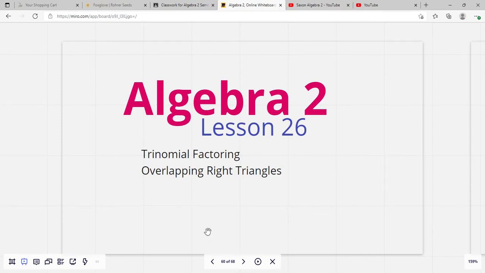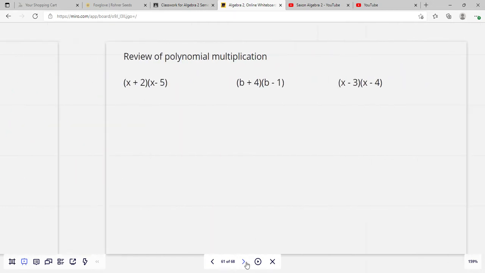Hi everyone, this is Algebra 2 Lesson 26, and this lesson covers trinomial factoring and overlapping right triangles.